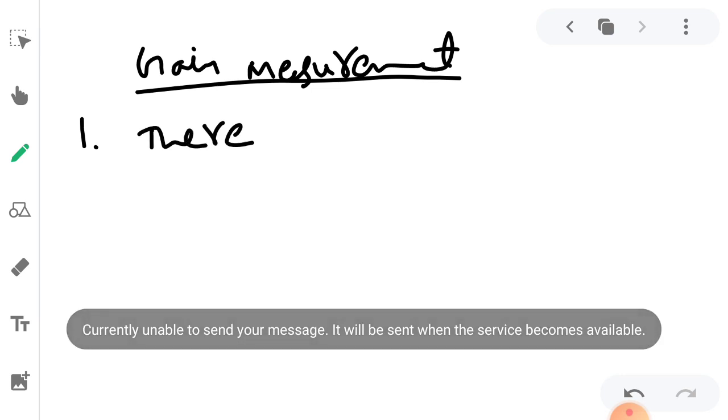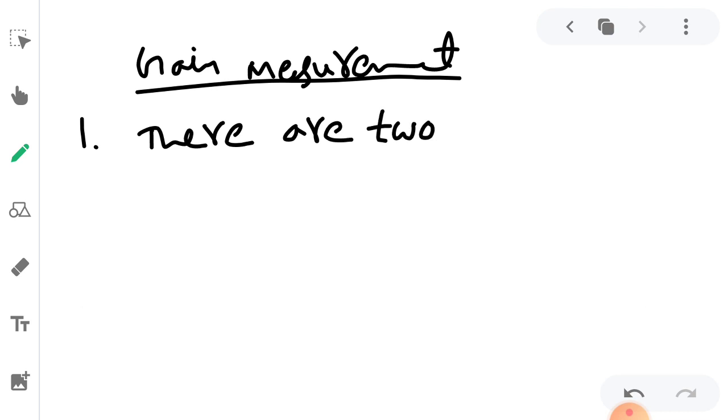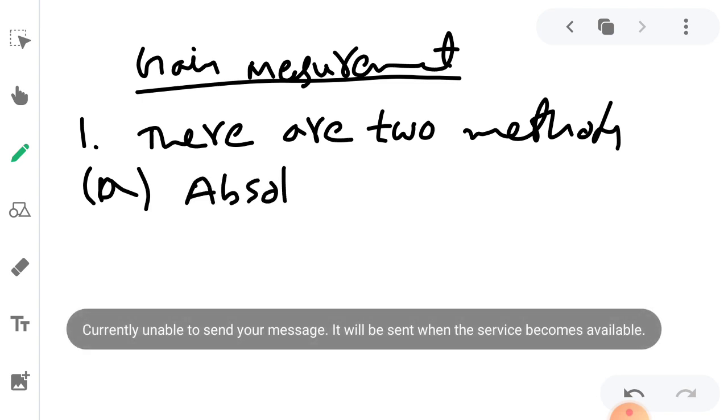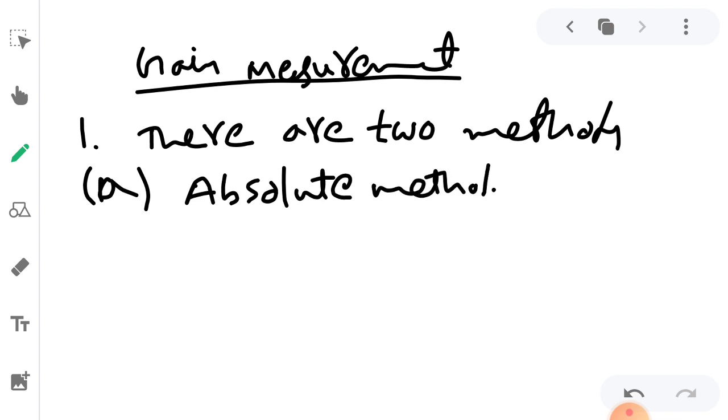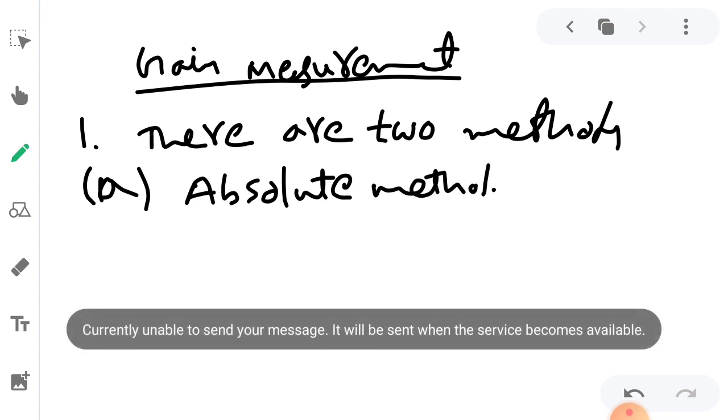Two methods we have for measuring gain. One is the absolute method, and the second one is the comparison method.